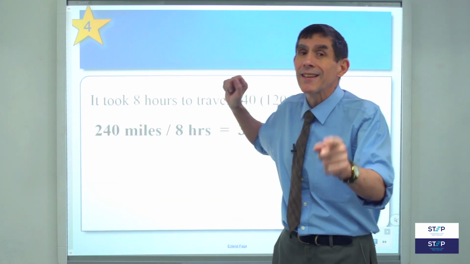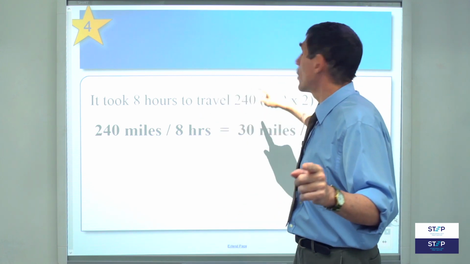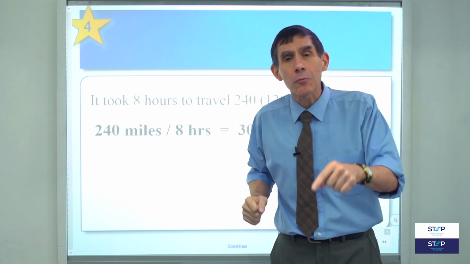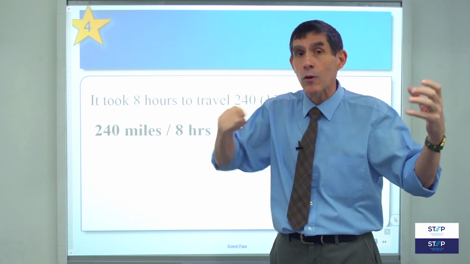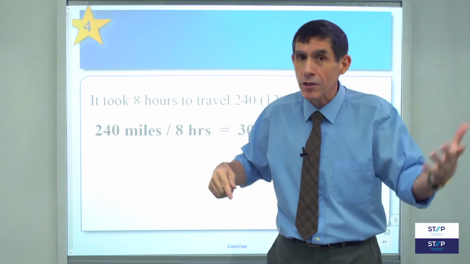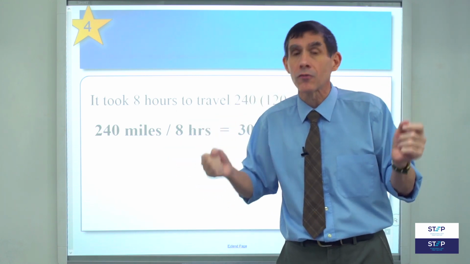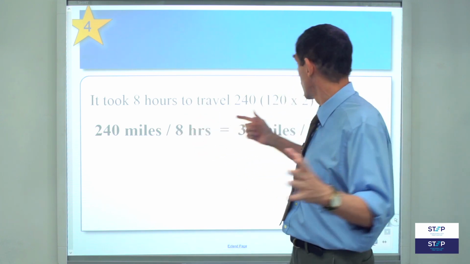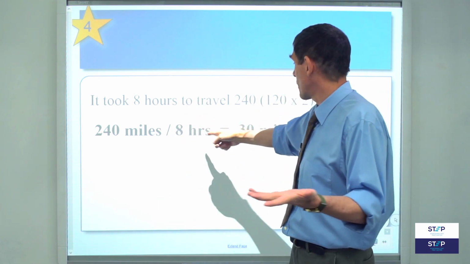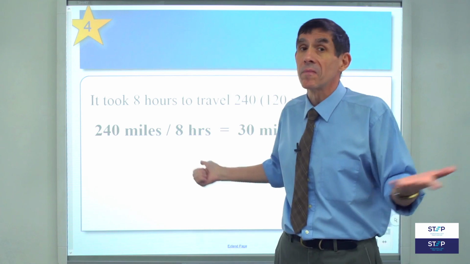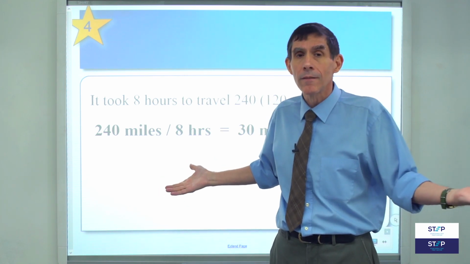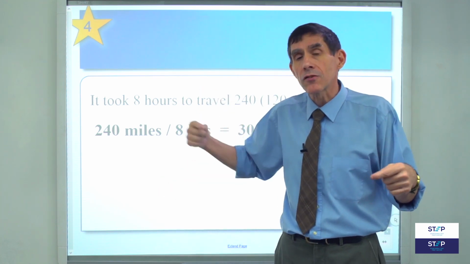Now here's the trick. It took 8 hours to travel 240 miles. On these problems, it's real easy to forget that the round trip is going to be double the original. So don't say 8 hours, 120 miles. No, 8 hours, 240 miles. 240 miles, 8 hours, 30 miles an hour. That's it. You're done. Picking the distance helps a lot.